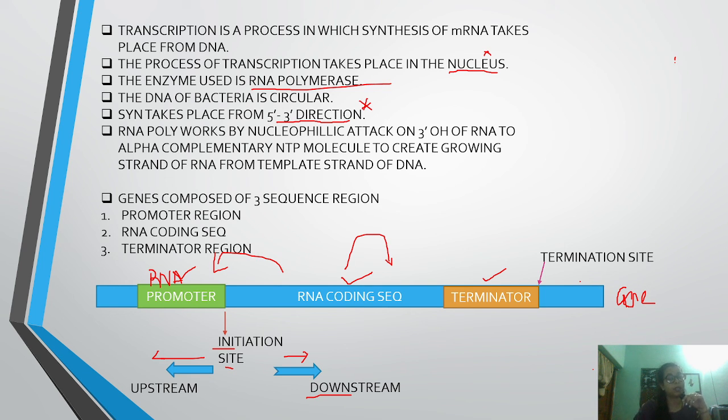One more important thing, these are very basic things to be understood: transcription, translation, DNA replication. It might seem easy, but when it is asked in the exam, it is very confusing. What the enzymes are and so on will seem easy, but when you do questions related to that, it will be confusing. So you need to be very clear with the basics, what the enzymes are and what their roles are. It needs to be cleared up very properly.